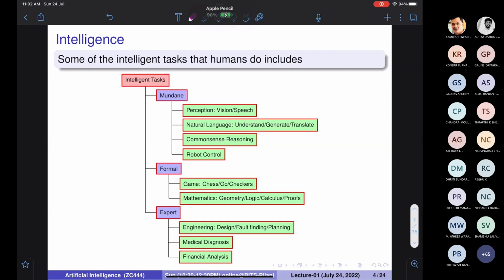Happy? Basically, a computer cannot solve its own problem also, so that we can also say. Okay. Good.